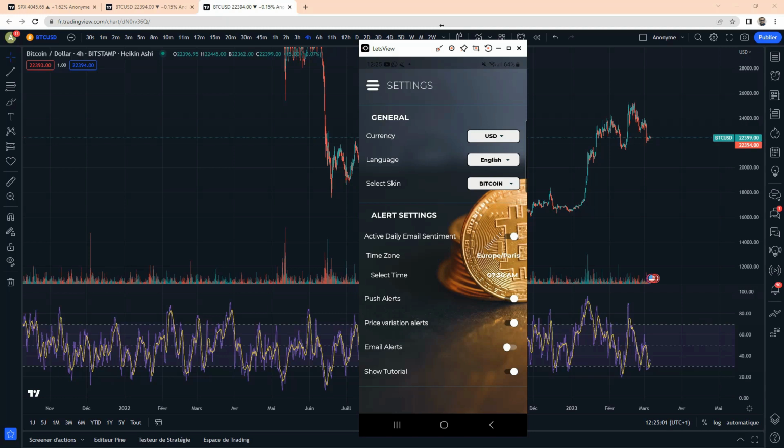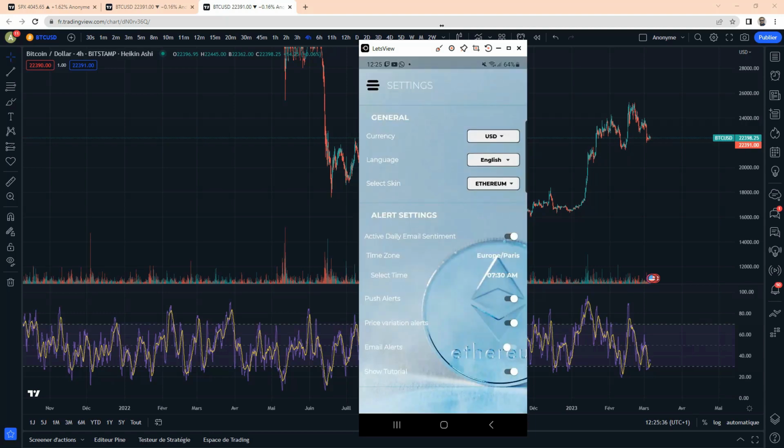Also, a very good functionality that we have implemented is a daily email sentiment. You will get an email giving you all the sentiments of the market for each coin and for each time frame. You have a tutorial upon launch of the app. Several currencies for now: we have Euro, British Pound, and USD, and we're going to add many more currencies. We're working on it.